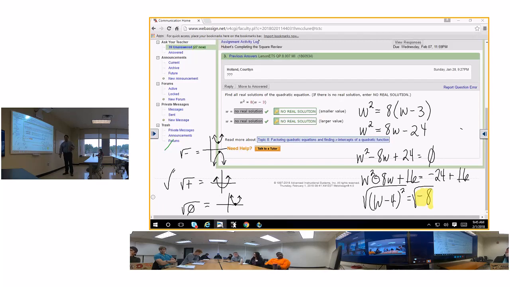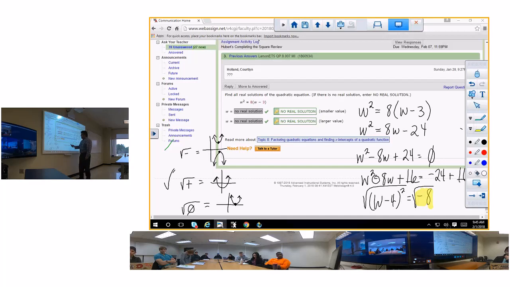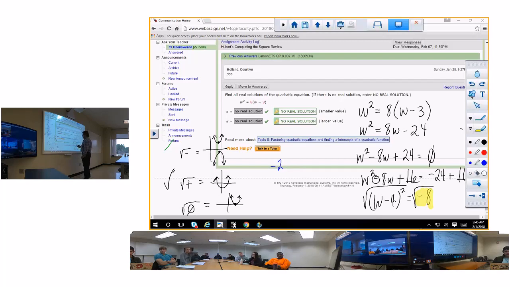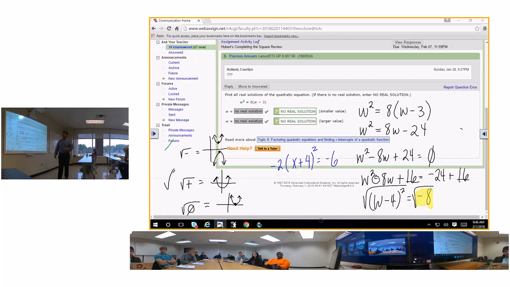Something else, and you need to all write this down. Sometimes, and I'm just going to write this as an example, we'll write it in blue for an example. Sometimes you're going to have this: negative 2, (x plus 4) quantity squared equals negative 6. Vertex is negative 4, positive 6. Is there x-intercepts on this one?